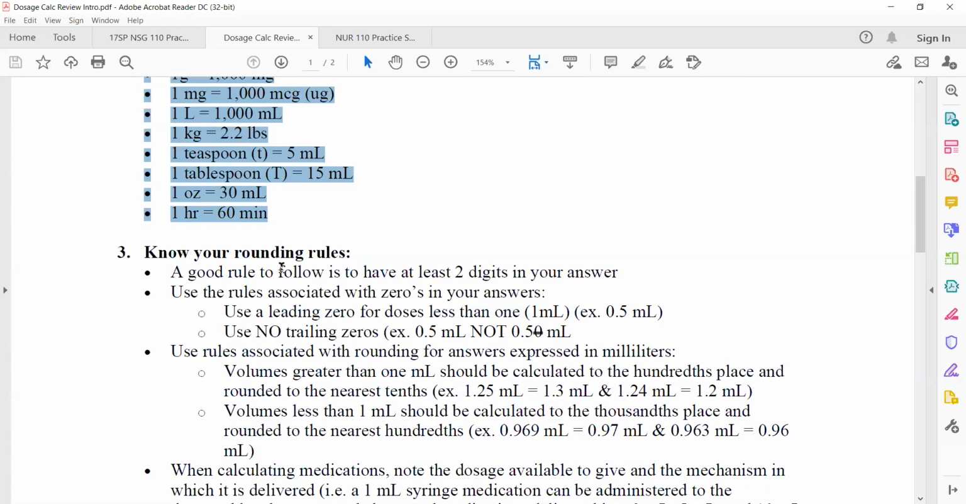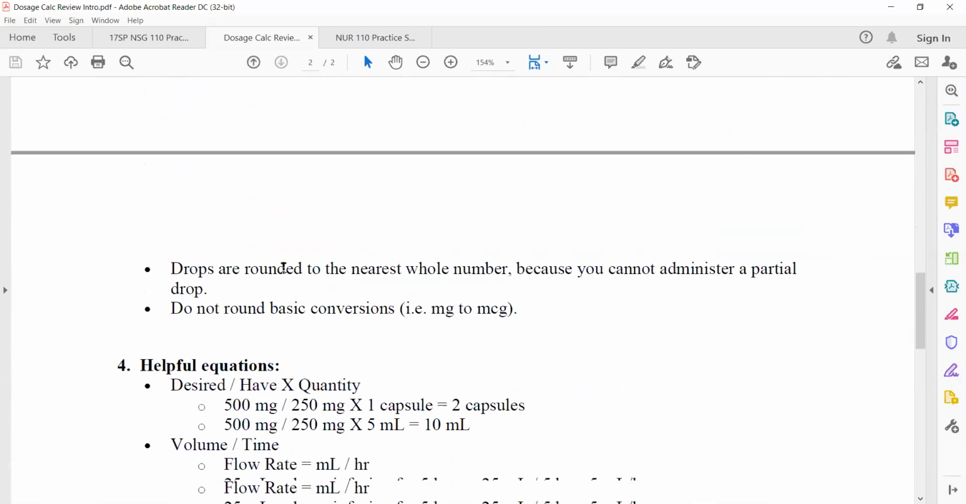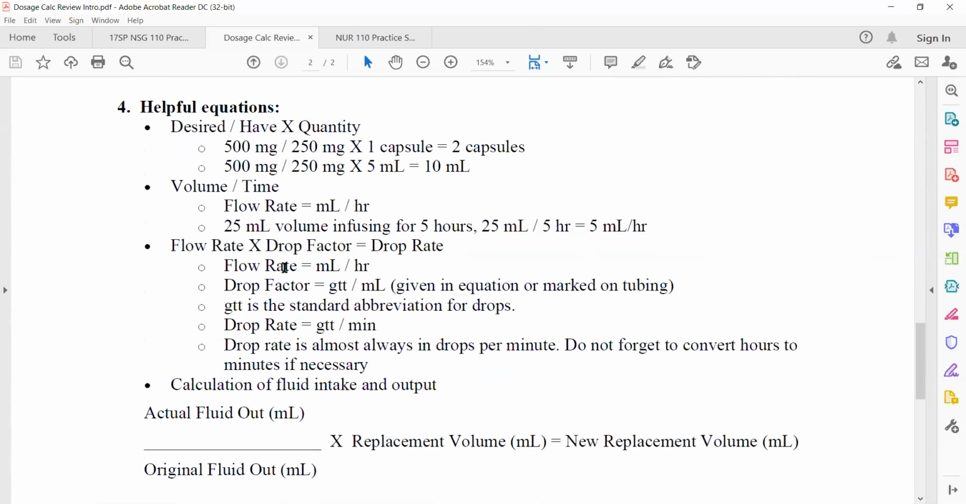We'll get into rounding. Make sure you read through these things. Some helpful equations: some people like to use desired or ordered over have, times the quantity. Let's say the order is 500 milligrams of a particular medication. It's available in 250 milligram capsules. You would just do 500 over 250 times 1, and that gives you 2 capsules.